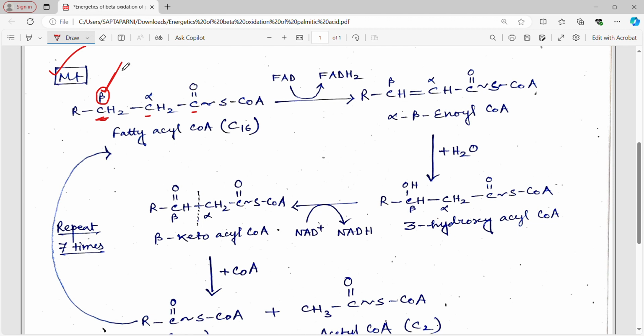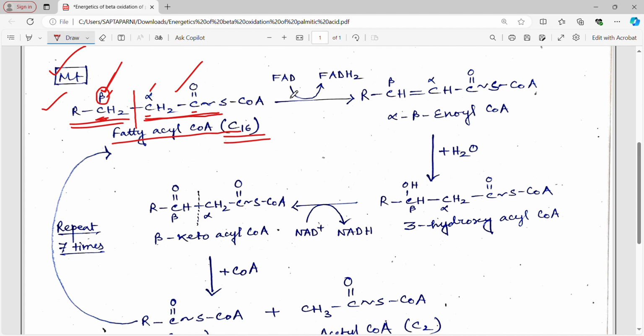And after one cycle of beta oxidation, a bond breakage occurs between the alpha and beta carbon of the fatty acyl CoA. Okay, so here the bond breakage occurs and two carbon moieties are removed. Okay, that means one acetyl CoA is removed and another fatty acyl CoA is formed which has two carbon moieties less. Okay, that means acetyl CoA is formed and C14 fatty acyl CoA is formed. Okay, so we are starting with fatty acyl CoA with 16 carbon moieties.